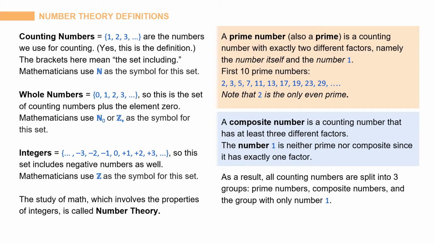A prime number, also sometimes shortened as a prime, is a counting number with exactly two different factors, namely the number itself and the number 1. The first 10 prime numbers are 2, 3, 5, 7, 11, 13, 17, 19, 23, 29. Note that 2 is the only even prime.